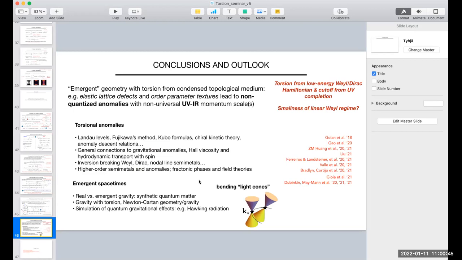Hi, yeah, thanks for the nice talk. I have a couple of questions and comments. So one is on, and I think you mentioned this also in the beginning, if you stay just in the realm of relativistic quantum field theory, then this Nieh-Yan anomaly can be removed by adding a counter term to the effective action.